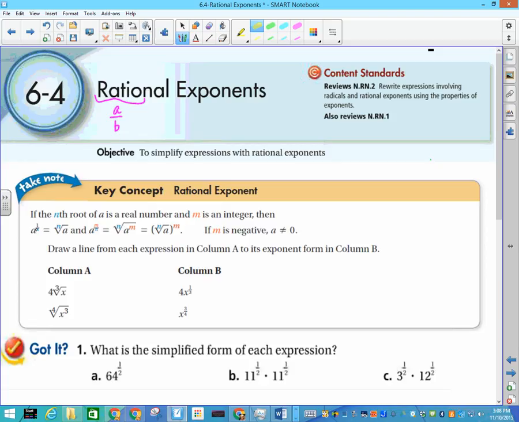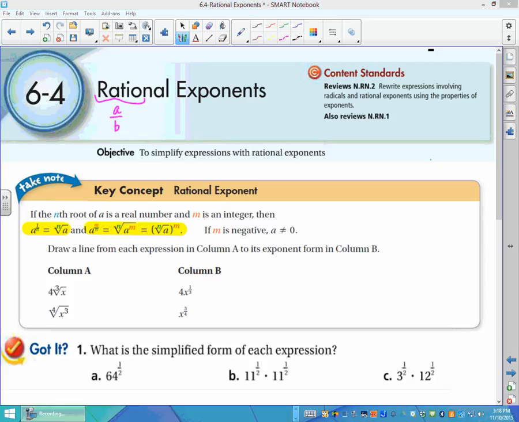When you have a rational exponent, this says a to the 1 over n equals the nth root of a. So that's one part of it. They also expand it if you have an exponent: a to the m over n equals the nth root of a to the m, or the nth root of a raised to the m.